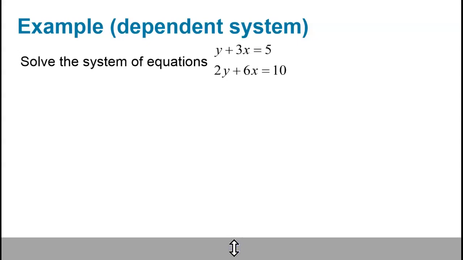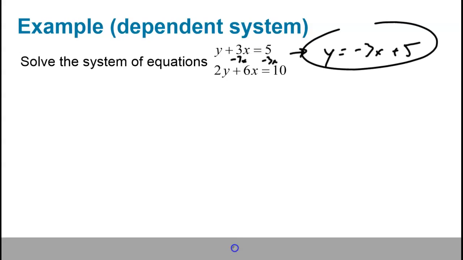I'll give myself some room here. We're going to solve this using the substitution method, which is, I think, the only method that we have so far. In doing that, let's get one of these to have an equation that we can use to substitute in. Let's go ahead and get this y by itself. So to do that, let's subtract 3x from this side and this side. We're going to end up with y equals negative 3x plus 5. So we'll use that for y for right now, and we're going to plug it into this equation right here.